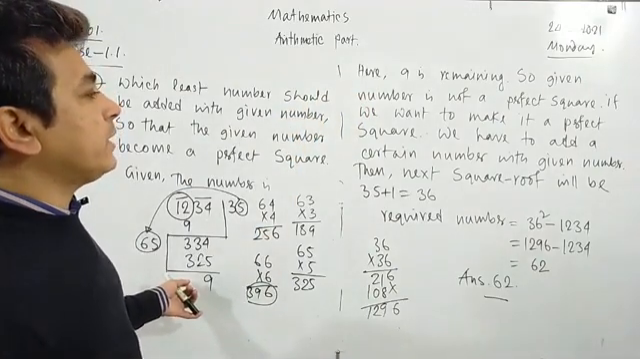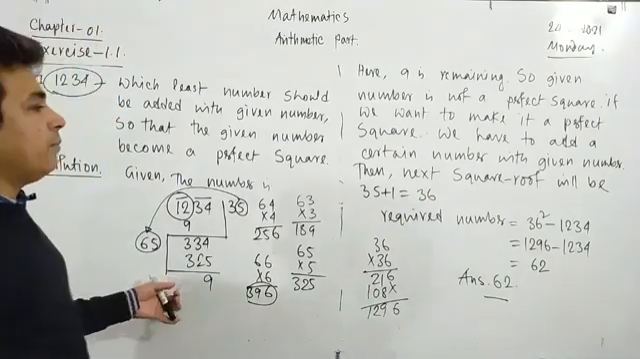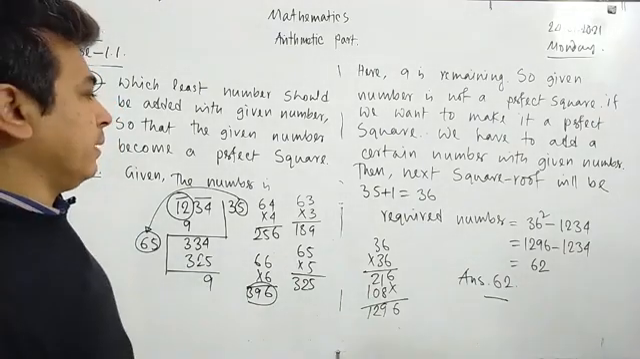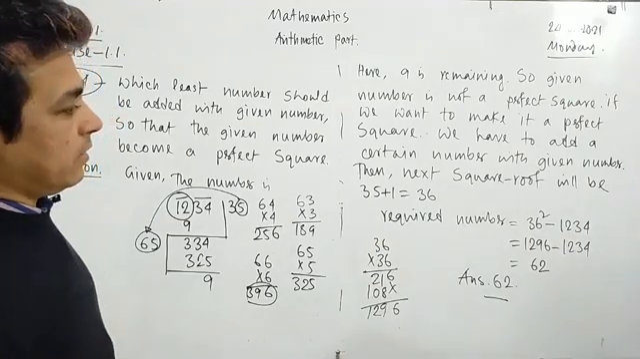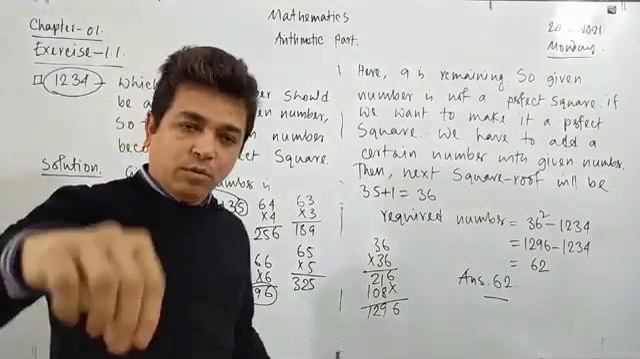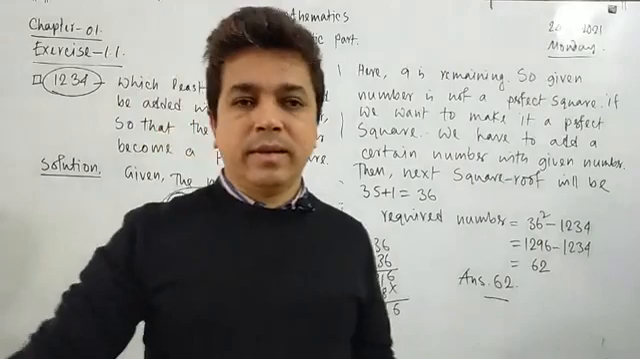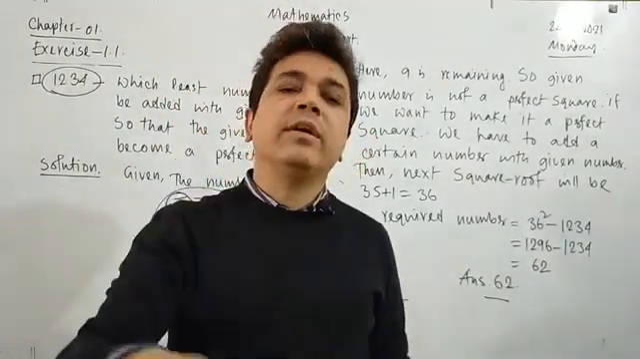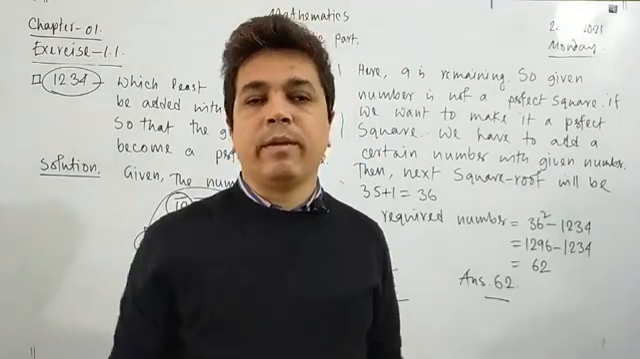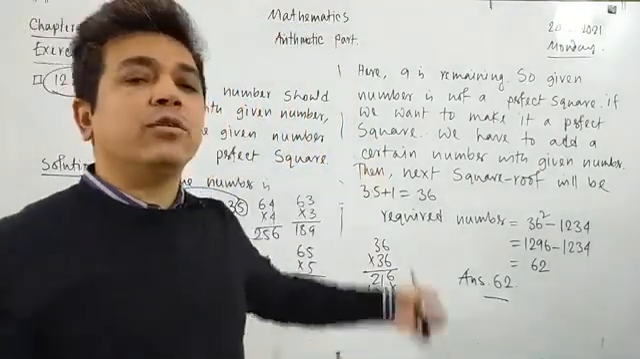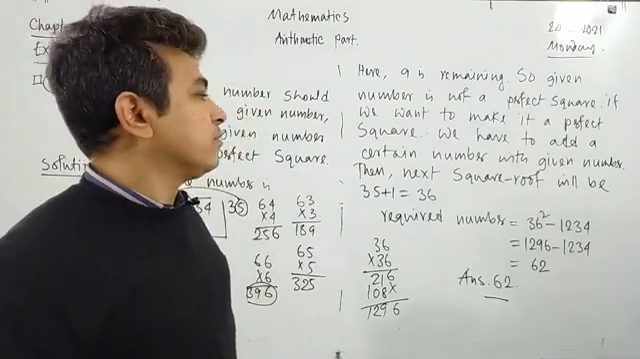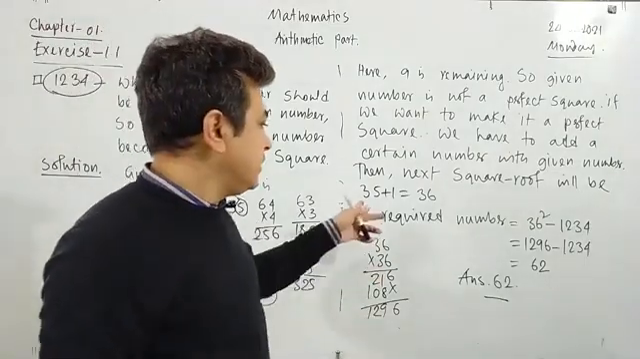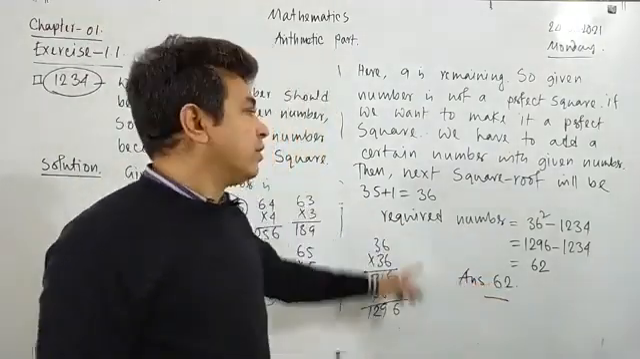If we want to make it a perfect square, we have to add a certain number to the given number. So then the next square root will be, in your book, written also very nicely, but in a different way. I have written my way. You can write your own way, no problem. You can write with your own words, it's also okay. This is the way you understood, but the main thing is that the result should be 62.